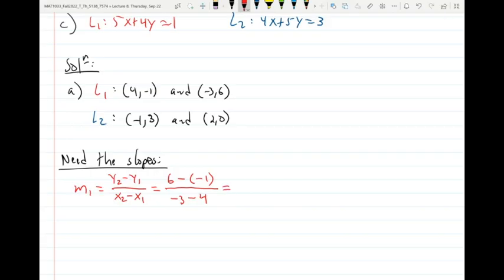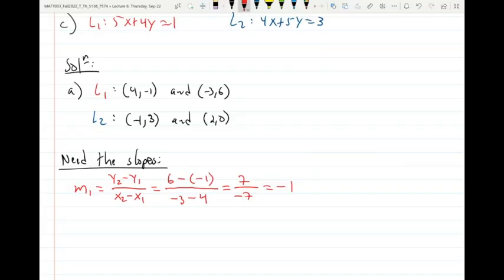All right, so that will be 6 plus 1, which is 7, over negative 7, right? So what do we get? Negative 1. So by looking at this, we know the slope of the first line is negative 1. What can you tell me about this line? Is it going up or down? Down. It's going down. So we know this line is going down and it has slope negative 1.